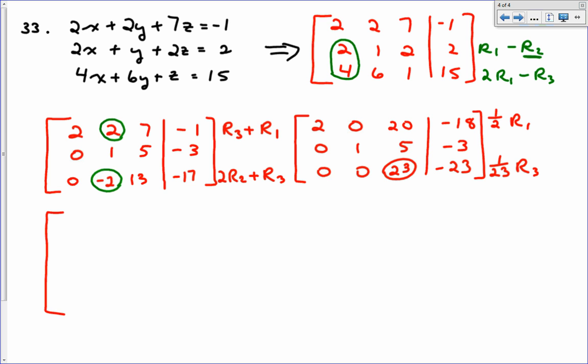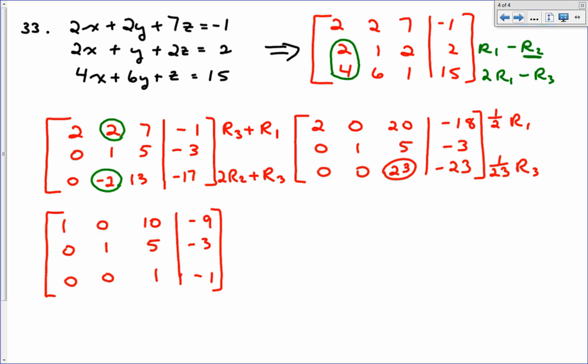So I'm multiplying row 1 by a half. So I'm going to get 1, 0, 10, and -9. Row 2 I'm going to leave alone for now because the first two columns are good. And row 3 I'm just dividing by 23 basically, so that becomes a 1 and a -1. Notice how row 3 is in its finalized form. It looks beautiful. I've got a 1 where I need it and zeros in the rest of the spaces.